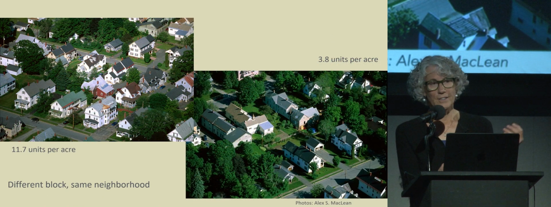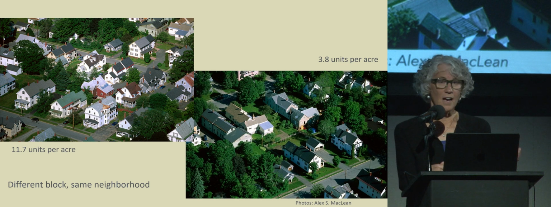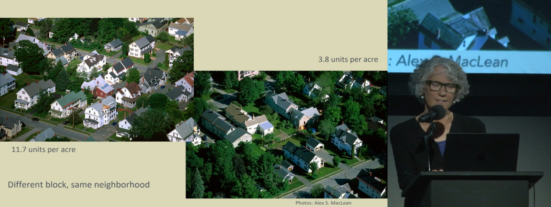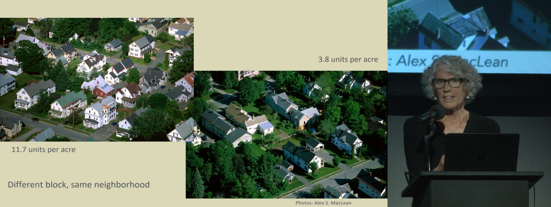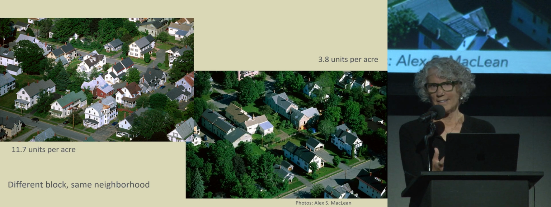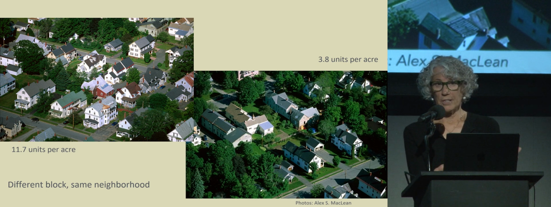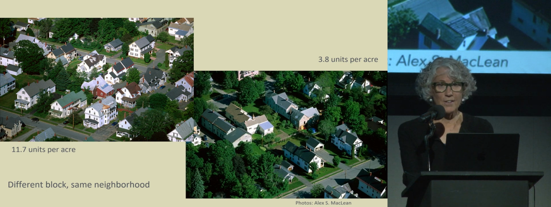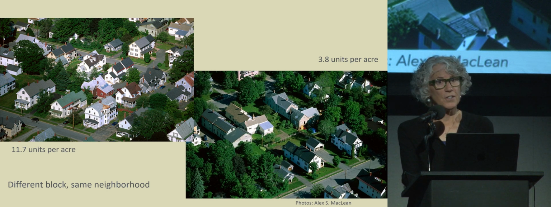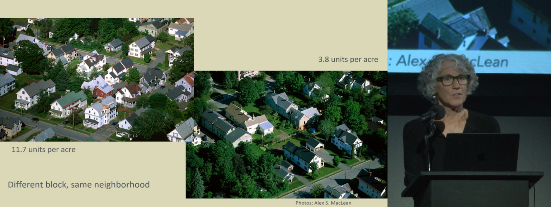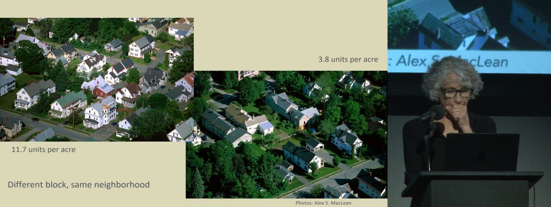And conversely, you can have one block with a relatively high density of 11.7 right across the street from another block with a density of 3.8. They look vaguely similar. They look like a single-family home neighborhood. One has bigger houses that have apartments in them, and the other is all single-family homes. So the notion that a higher number is going to be bad or worse than a lower number just doesn't match the reality on the ground.